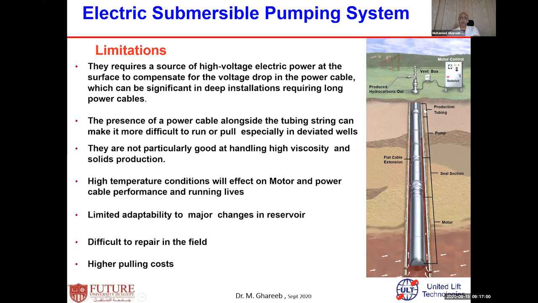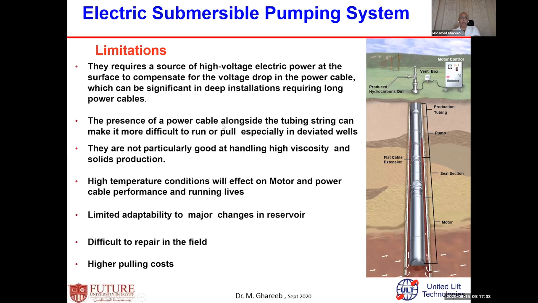Current running in the cable has what we call voltage drop, like the flow when it flows inside the pipe, there is a pressure loss. Here there is a voltage drop. When the length of your cable increases, the voltage drop increases, then you need more volts at the surface in order to operate the downhole motor. Especially the downhole motor for ESP runs at high voltage.